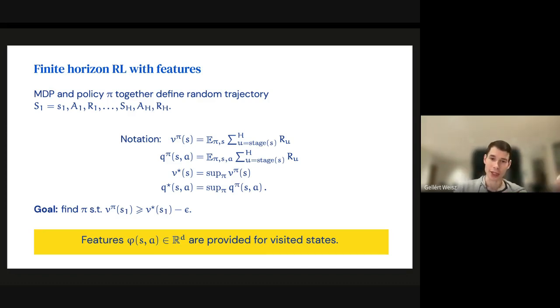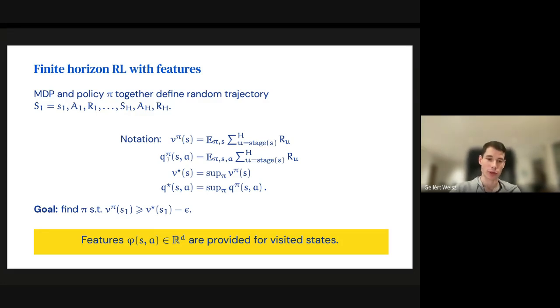The notation will be that the state value function for a policy pi is V pi of S, which is the expectation, when you start from state S and follow policy pi onwards, of the sum of rewards that are still left in the episode. For this, we introduce a stage function that maps states to whichever stage they're in. That's V pi. Then Q pi is the action value function, which is the same, but you start at state S, the first action is A, and then you follow policy pi, and look at the same expected sum of rewards. V star and Q star are the optimal versions of V pi and Q pi, for the optimal policy.